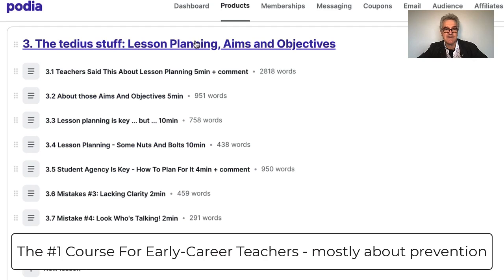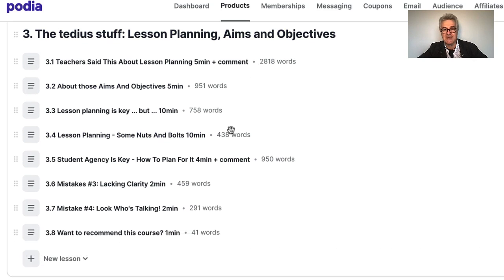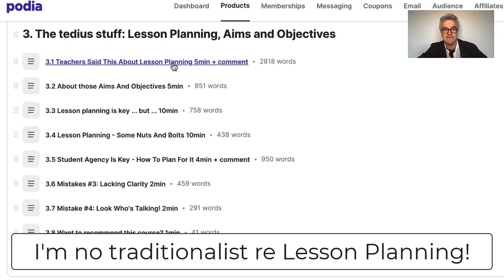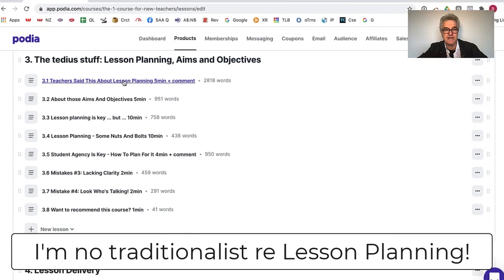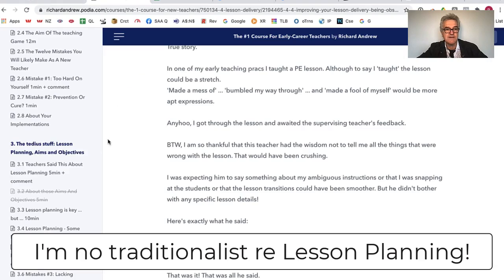Okay, the tedious stuff, lesson planning, aims and objectives. I had to think a fair bit about how I was going to cover this, because I have never towed the company line on lesson planning and aims and objectives. I actually asked a whole lot of, in a Facebook group, I asked teachers about their lesson planning.